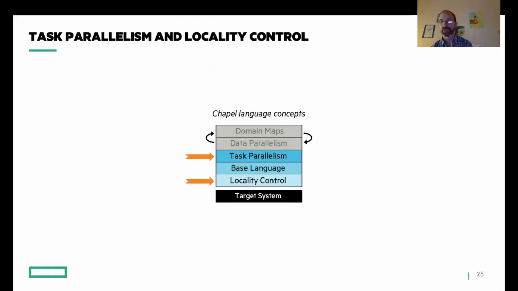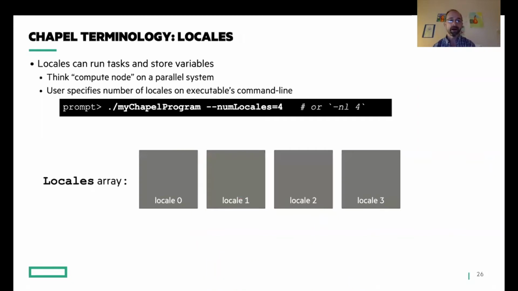Staying at this low level, I'm going to talk about task parallelism, how we express running things in parallel, and locality control, how we talk about where things ought to run. And before I go on, I'm just going to introduce one term that's key for this talk, so hopefully everyone will get it before we go on.